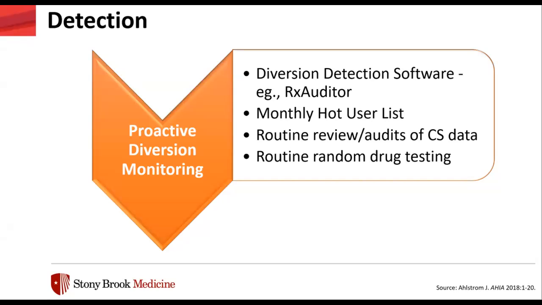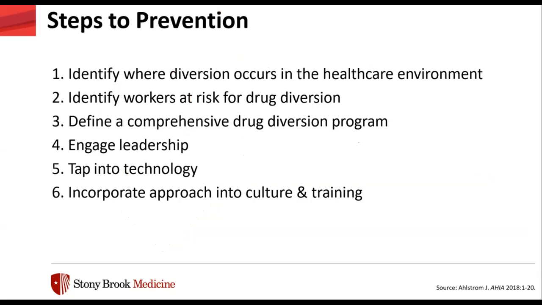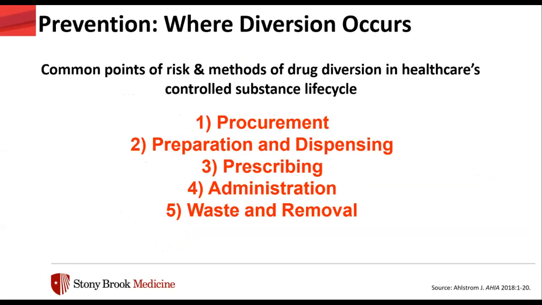Their Pyxis activities are compared with other users at the same station or area, and also hospital-wide. And the individuals who are statistical outliers are listed with a color-coded metric that helps identify their level of risk for diversion activity. And how do we prevent it? It's important to identify where diversion occurs in the healthcare environment, identify workers at risk for drug diversion, define a comprehensive drug diversion program, engage in leadership, tap into technology, and incorporate an approach into culture and training as well. So in order to prevent it, we have to understand where exactly diversion occurs.